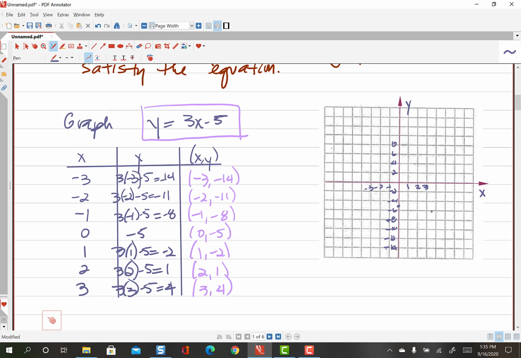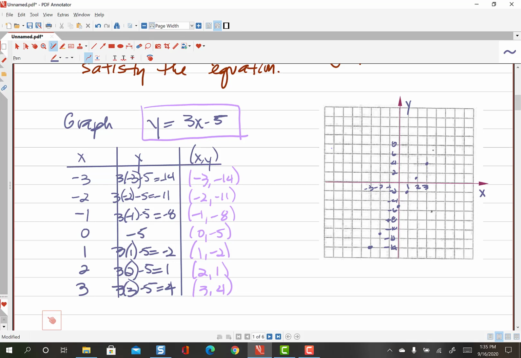So my first one is at -3, -14. So 1, 2, let's see, there's 0. 1, 2, there's -3, -14, -2, -11. We'll kind of estimate there. -1, -8, 0, -5. X is 1, y is -2. When x is 2, y is 1. And we're at 3, 4.